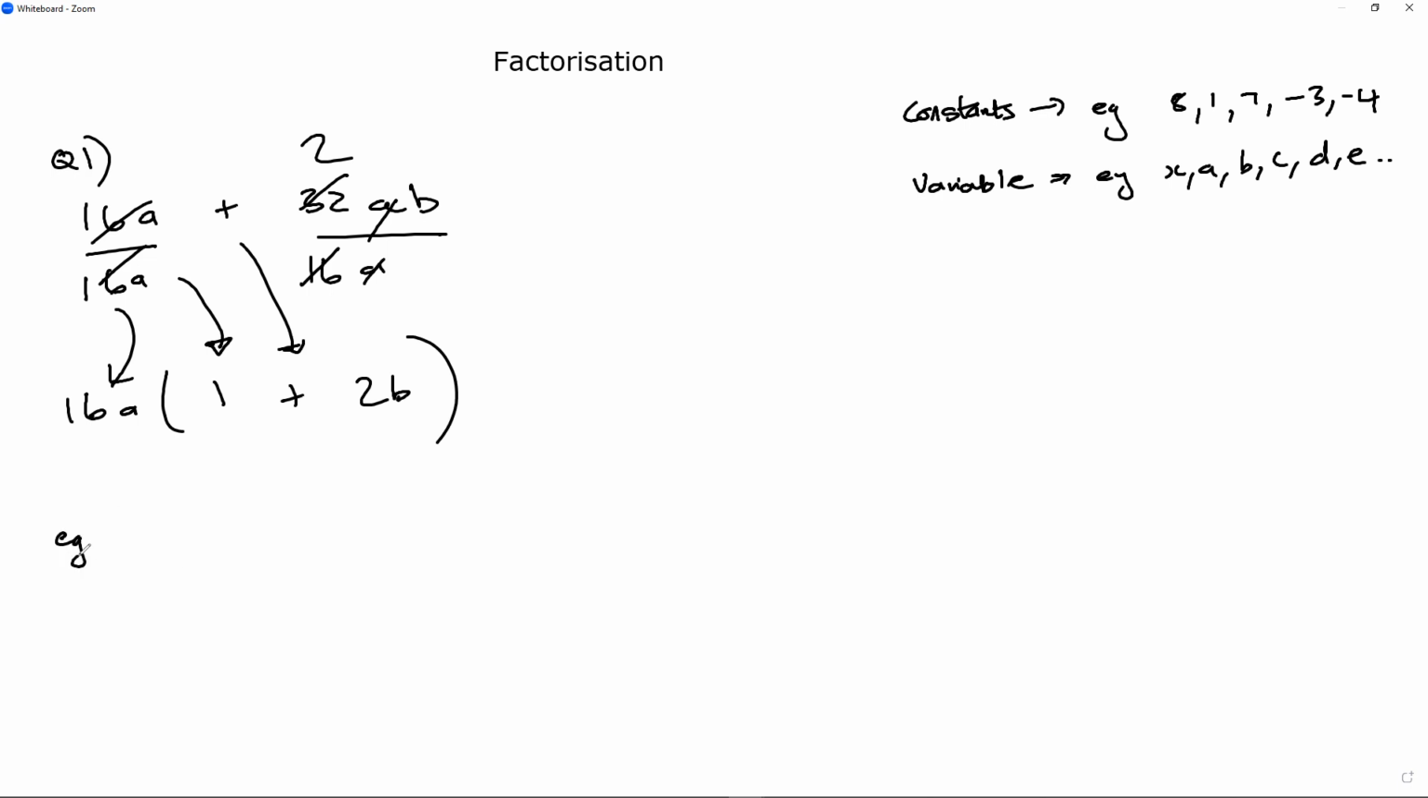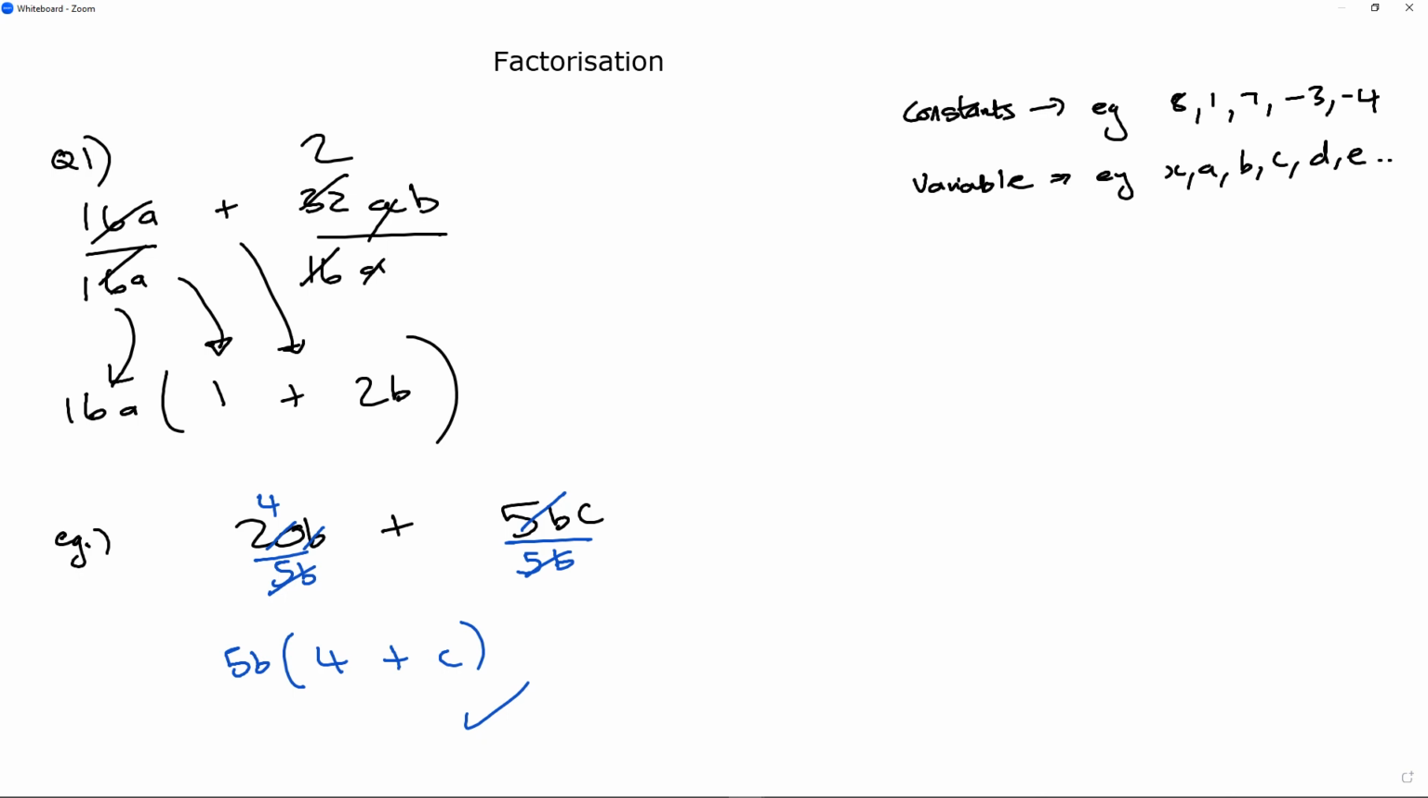Alright, you try one. Suppose I've got 20b plus 5bc. Alright, let's have a look. So the first thing you do for this question is you divide both by 5 and you divide both by b. So 5b goes into 20b 4 times, and we write 5b on the outside. We're left with 4 plus c. So that's what you said, right? Yeah. Okay, super. Let's add 3 terms now.